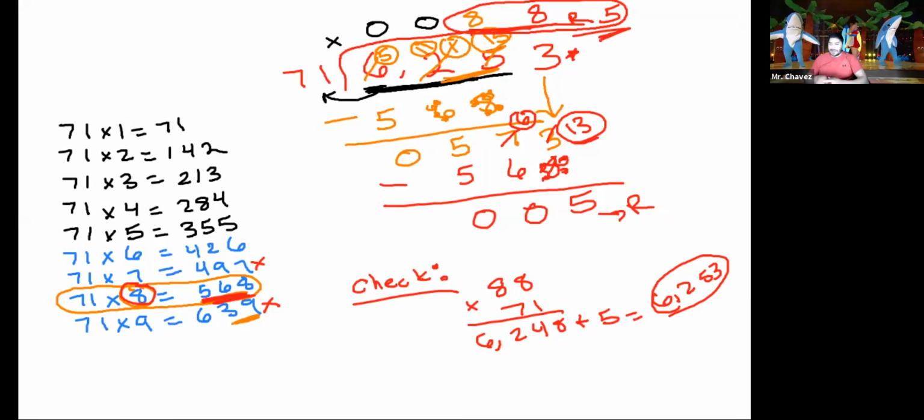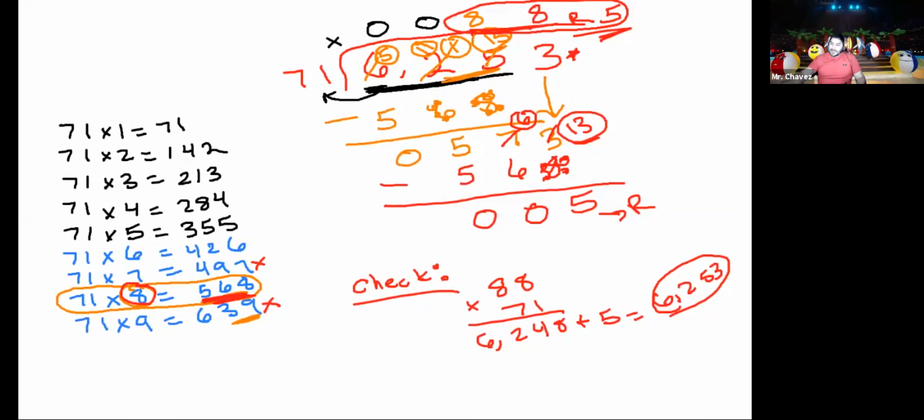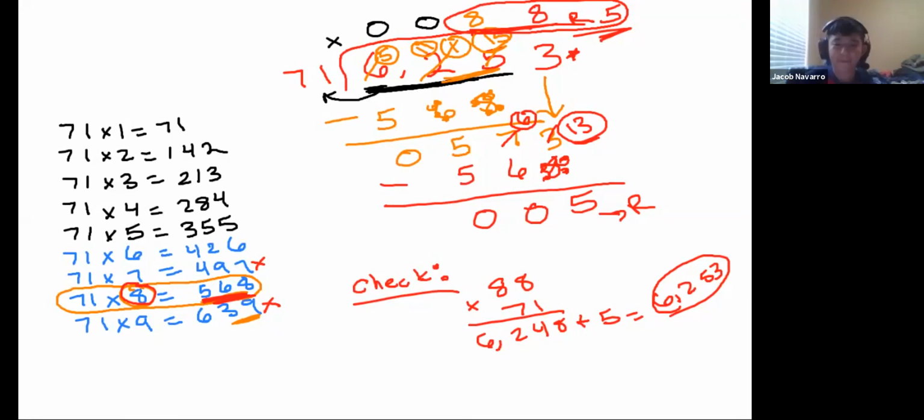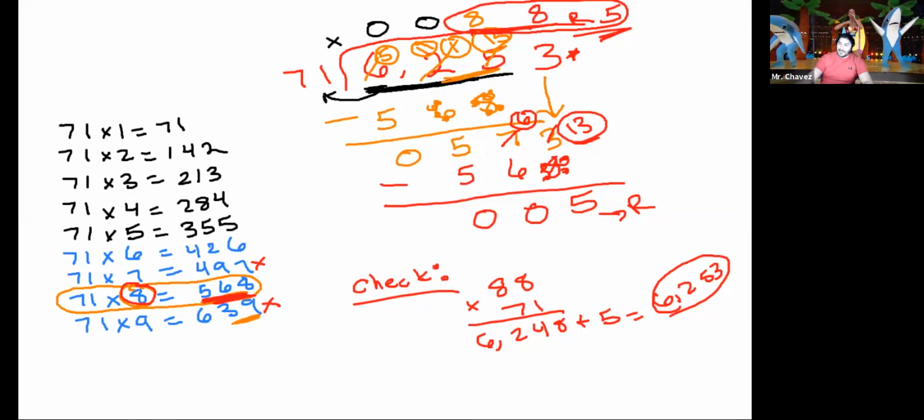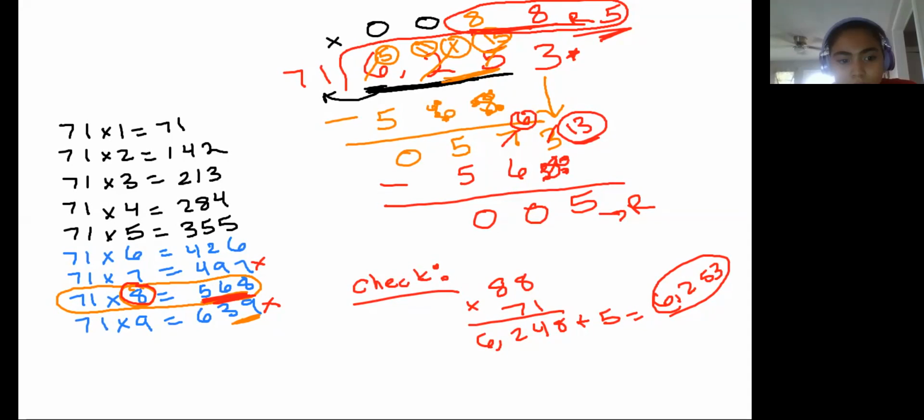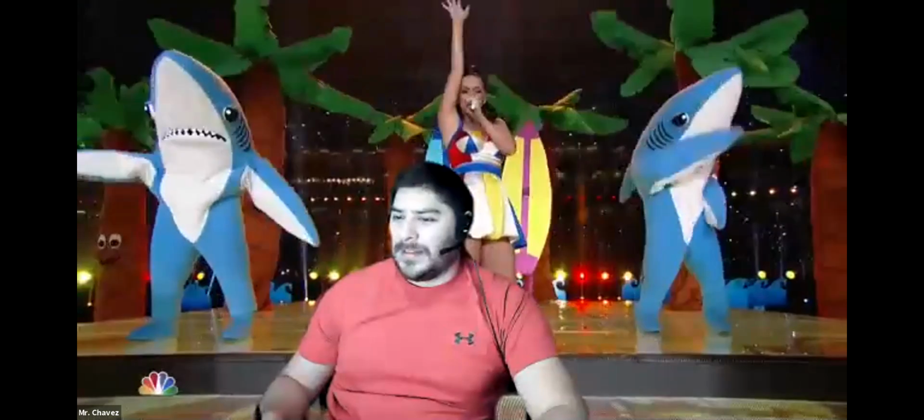Questions, comments? If you haven't done so already, be sure you put your answer, 88 remainder of 5, inside Nearpod. So be sure on Nearpod, you go ahead and put 88 remainder of 5. Be sure we put that in if you haven't done so right now.